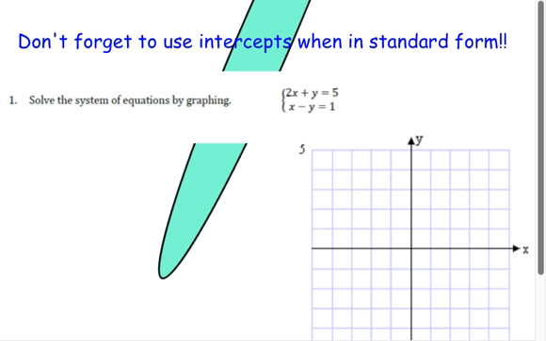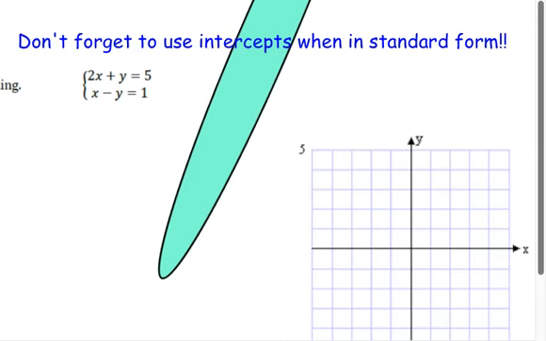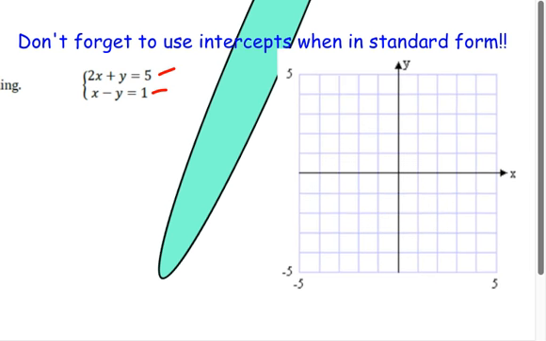So first we're going to start off by graphing. Here's a system. First equation is 2x plus y equals 5, and the other equation is x minus y equals 1. We're going to solve this by graphing. You have a couple different choices. You can graph in standard form, or you can graph in slope-intercept form. Standard form is when you find x and y intercepts.